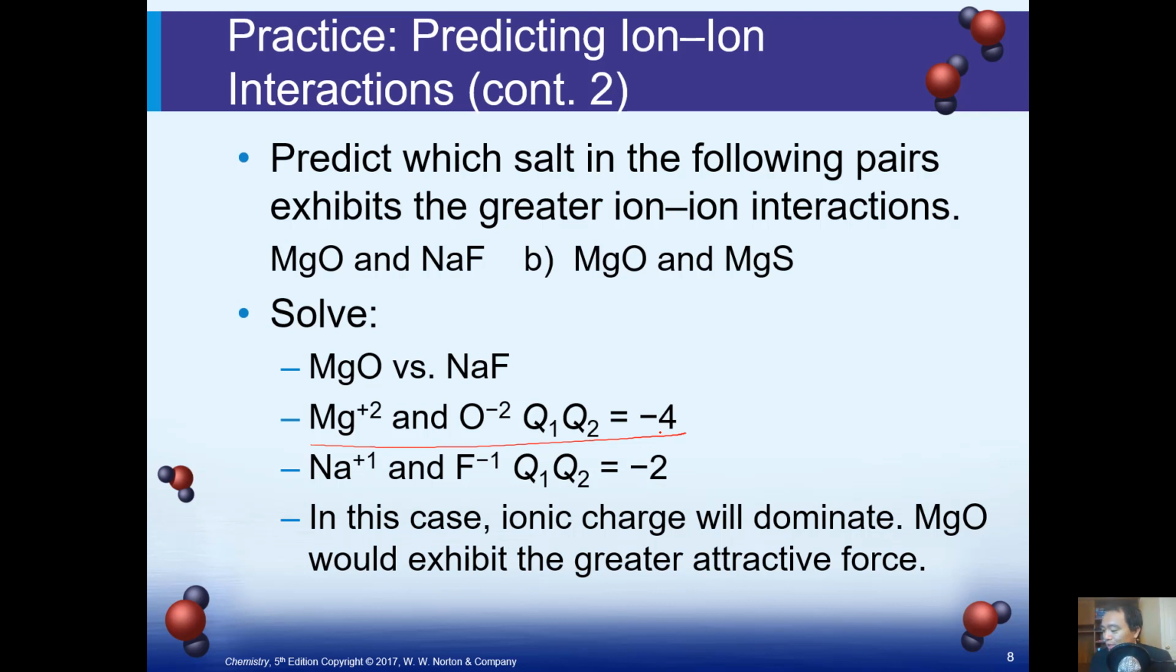All right. Now you look at Na+ and F-. The Q1Q2 value is actually -1. So in this case, the ionic charge will dominate as predicted. So we don't even need to compare the radii or the distance between the ions, because usually they cannot change as drastically. So MgO would exhibit the greater attractive force or ionic bond.